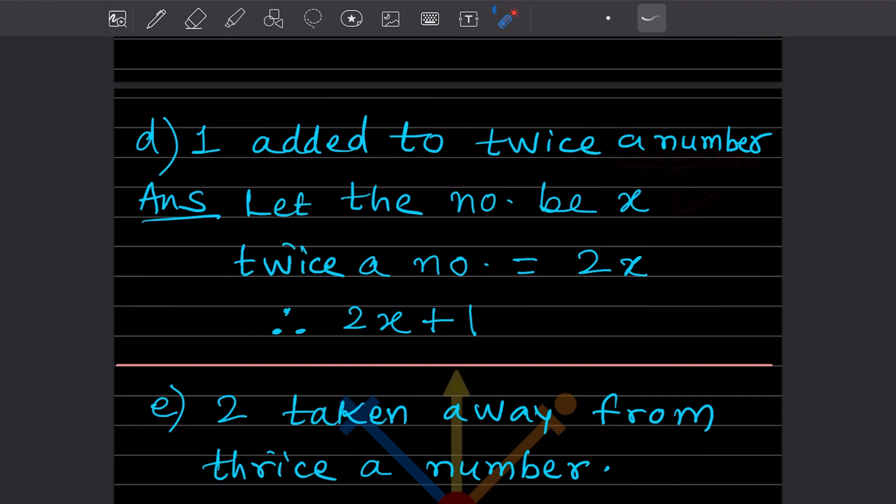Okay. And then twice a number, because we consider the number as x, is going to be 2x. What this 2x says is that there is a multiplication sign in between, but usually we don't write that multiplication sign. 2x means it is understood there is multiplication in between. Now twice means you have to multiply. Now there 1 is added to it, which means it is added to what we thought of as twice a number. So we are going to write here 2x plus 1.